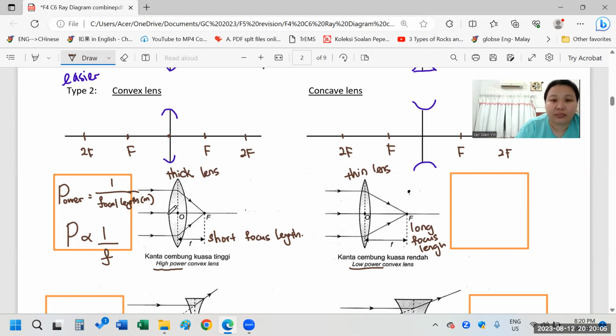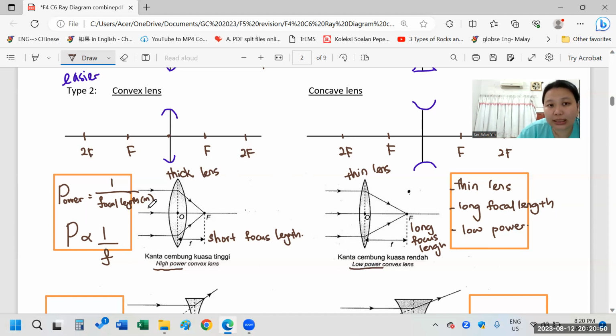All right. So now here, same thing. So we can get a conclusion. If it is a thin lens, then it will be long focal length, then it will be low power convex lens. So thick lens, short focal length, high power of lens. Okay, today we don't calculate anything, just theory and memory.